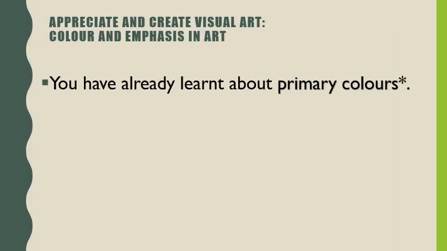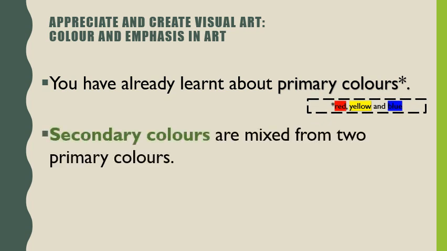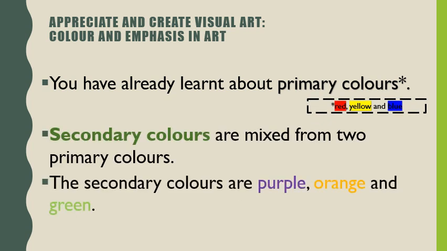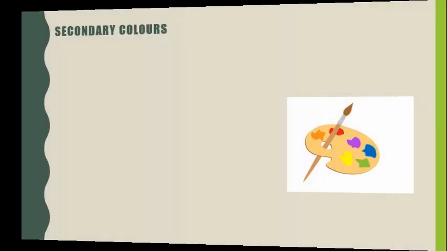Okay, so today's lesson is all about color. We know about the primary colors. They're red, yellow, and blue. Secondary colors are made from mixing two primary colors. Secondary colors we know are purple, orange, and green.